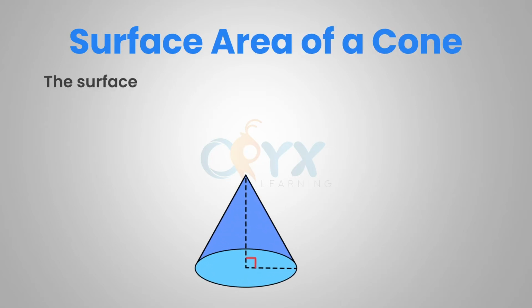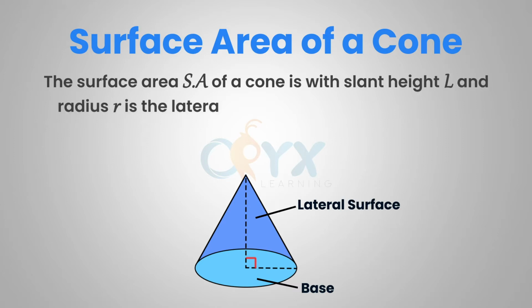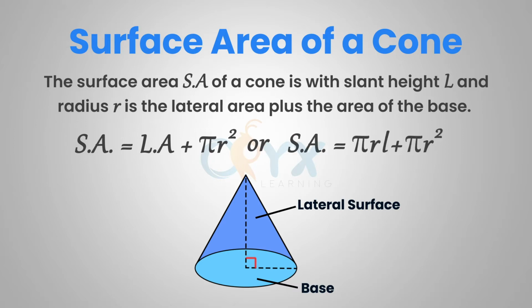The surface area, SA, of a cone with slant height L and radius r is the lateral area plus the area of the base. So the surface area is LA plus pi r squared, or pi r L plus pi r squared. And keep in mind, when substituting in values for the surface area, the L represents the slant height, not the actual height.